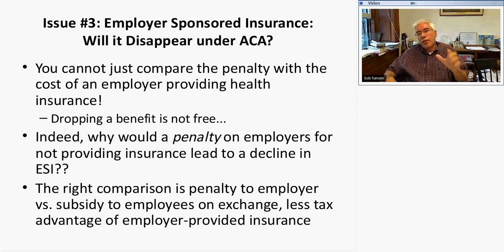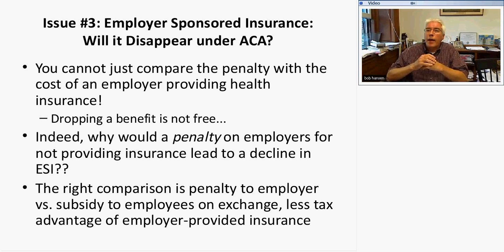It's a big question for a lot of people: will employer-sponsored insurance tend to disappear under Obamacare? And the reasoning behind this is incredibly naive. It goes along the lines of, the penalty for not having insurance is only $2,000, but insurance might cost the employer $10,000. So obviously it's cheaper to pay the penalty than to provide insurance.